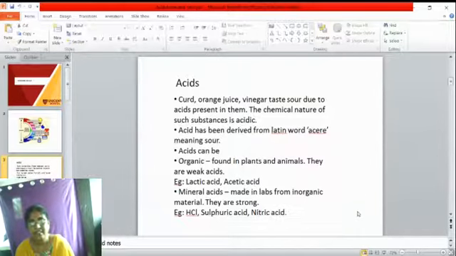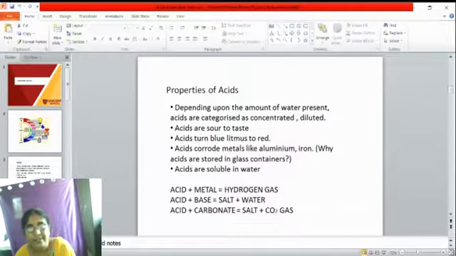Now coming to the next type, mineral acids. These are the acids which are prepared in the labs from inorganic materials, right? So these acids which we require, we have prepared in the laboratories using inorganic materials. These are called strong acids. Examples of these are hydrochloric acid, sulfuric acid, nitric acid. So all these form strong acids.